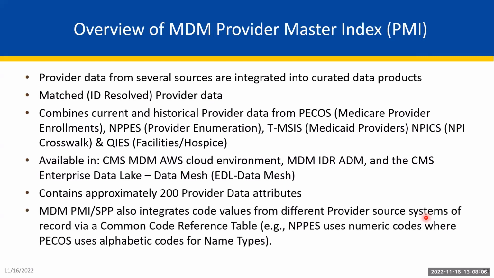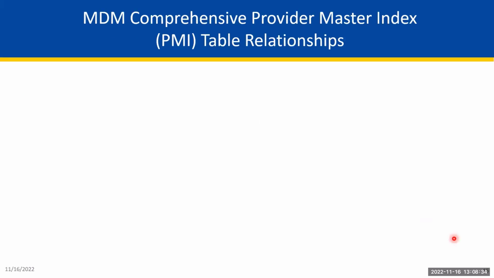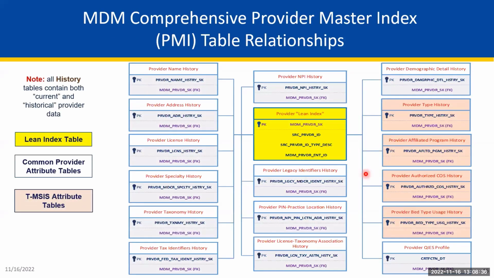Today we have provided data coming from different source systems. As Jill mentioned, we have data from PECOS and BES, KEYS, and TMSIS. And the data is integrated and curated into our PMI SPP data products. So we have around 200 provider data attributes, and these attributes of provider are split between two data sets. One is PMI, which is provider master index, and SPP, which is shared provider profile. And the PMI contains the key attributes which identify a provider.